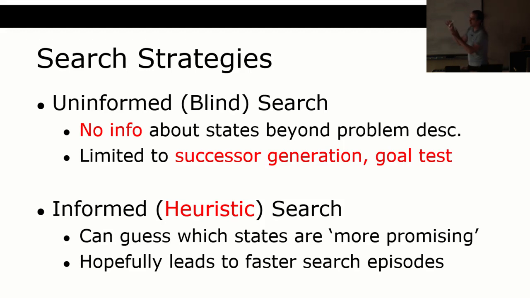So there's two types of search strategy. One where we don't know anything about where to go. We just have to try everything. And the other, which will be assignment 2, is this informed search strategy.